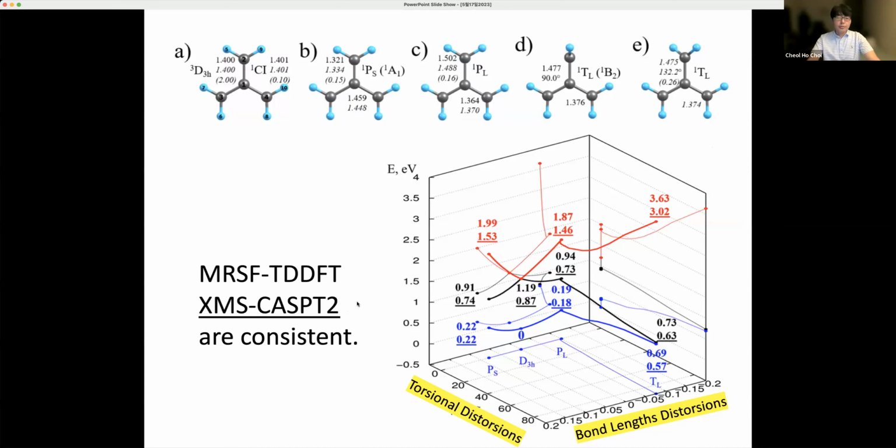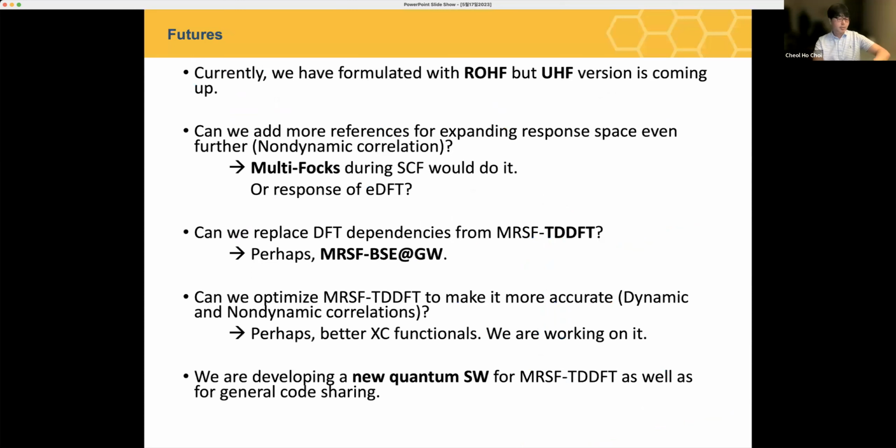We also calculated XMS-CASPT2. Those values are underscored here. Our values are the upper number here. If you look at all these numbers, the two are quite consistent. So it looks like our theory can also describe these kinds of Jahn-Teller distortions.